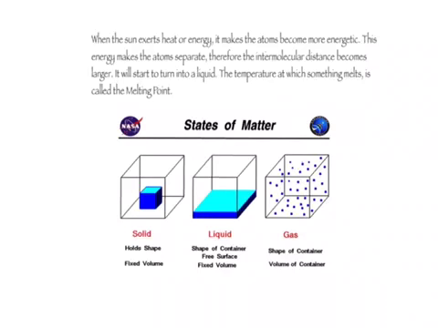The main differences between a solid and a liquid is that a solid has a definite shape and a definite volume, whereas a liquid has a definite volume but not a definite shape. It will take the shape of any container it is put in, as you can see.